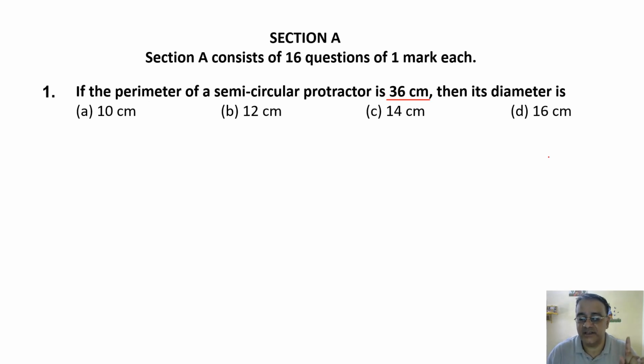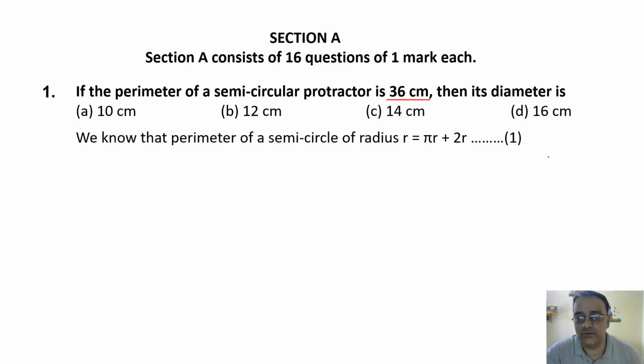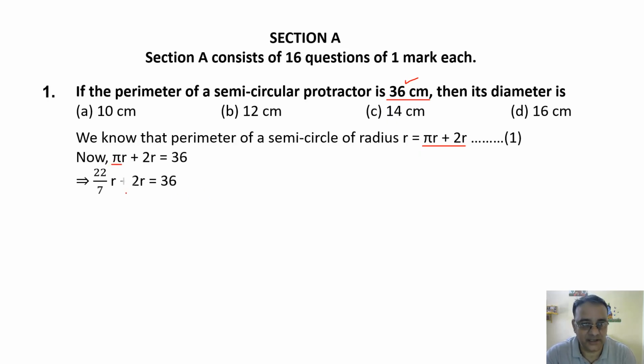So we know the perimeter of a semicircle of radius r is given by half circumference plus diameter, that is pi r plus 2r, right? Now we'll substitute the value of pi r. Now this is given 36 centimeter. We'll substitute pi r plus 2r with 36. Now substitute the value of pi, that is 22 by 7. Now take LCM here. If you take LCM, you will get (22r plus 14r) by 7, right? And this will become 36r upon 7. Now this 36 will be cancelled and we are getting r is equals to 7 centimeter.